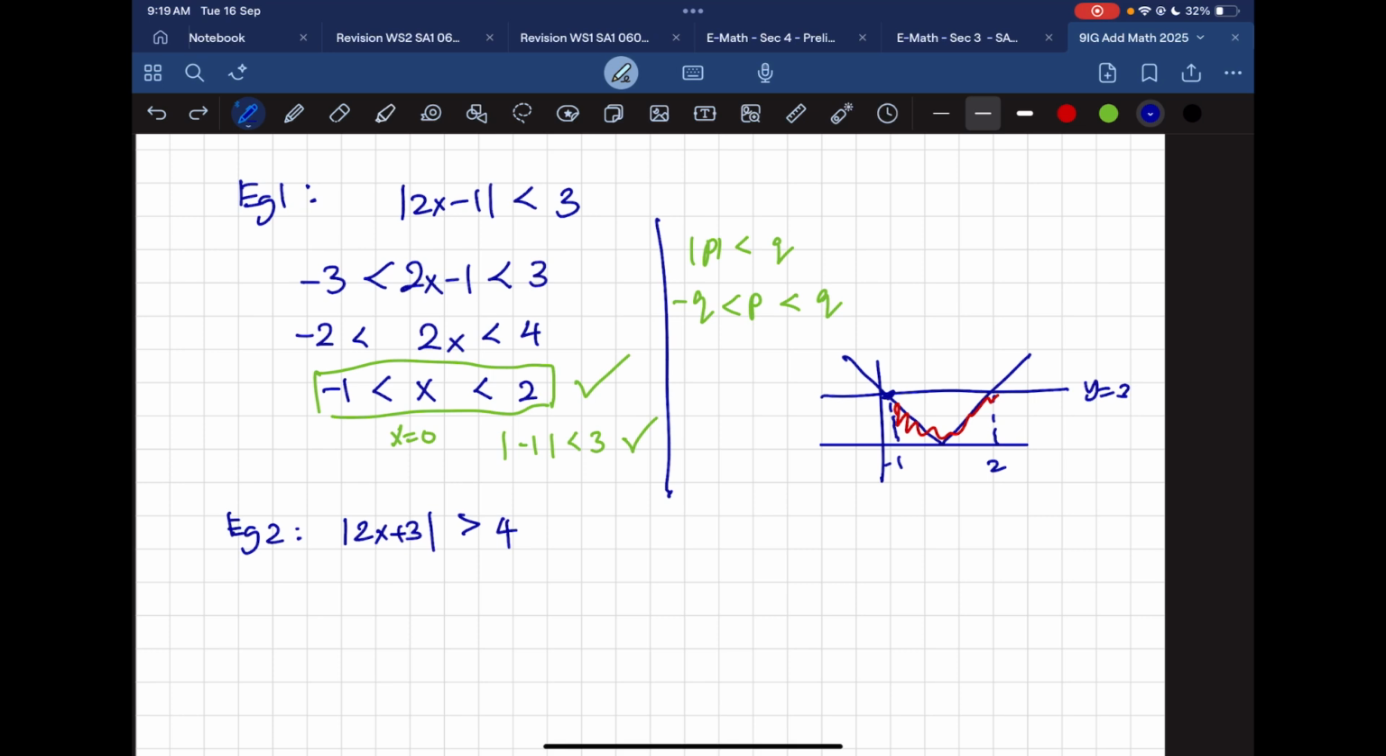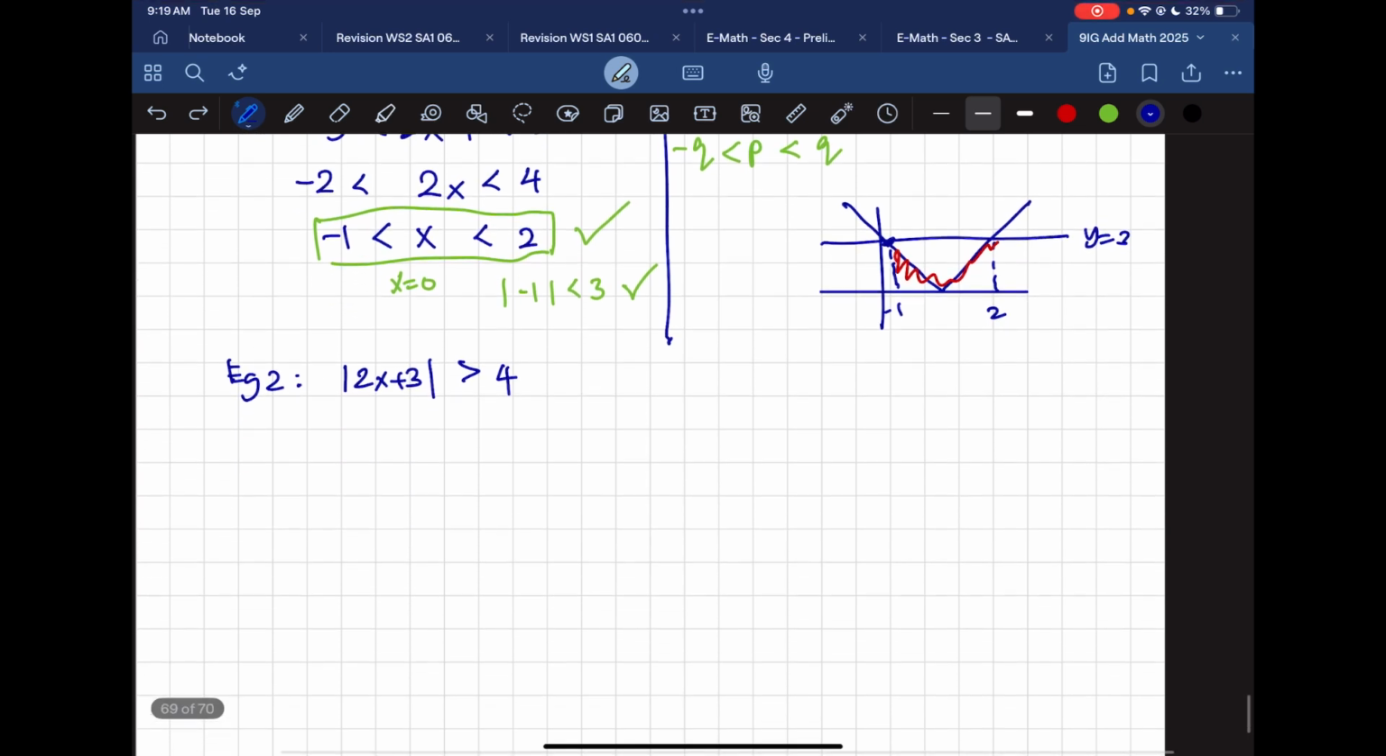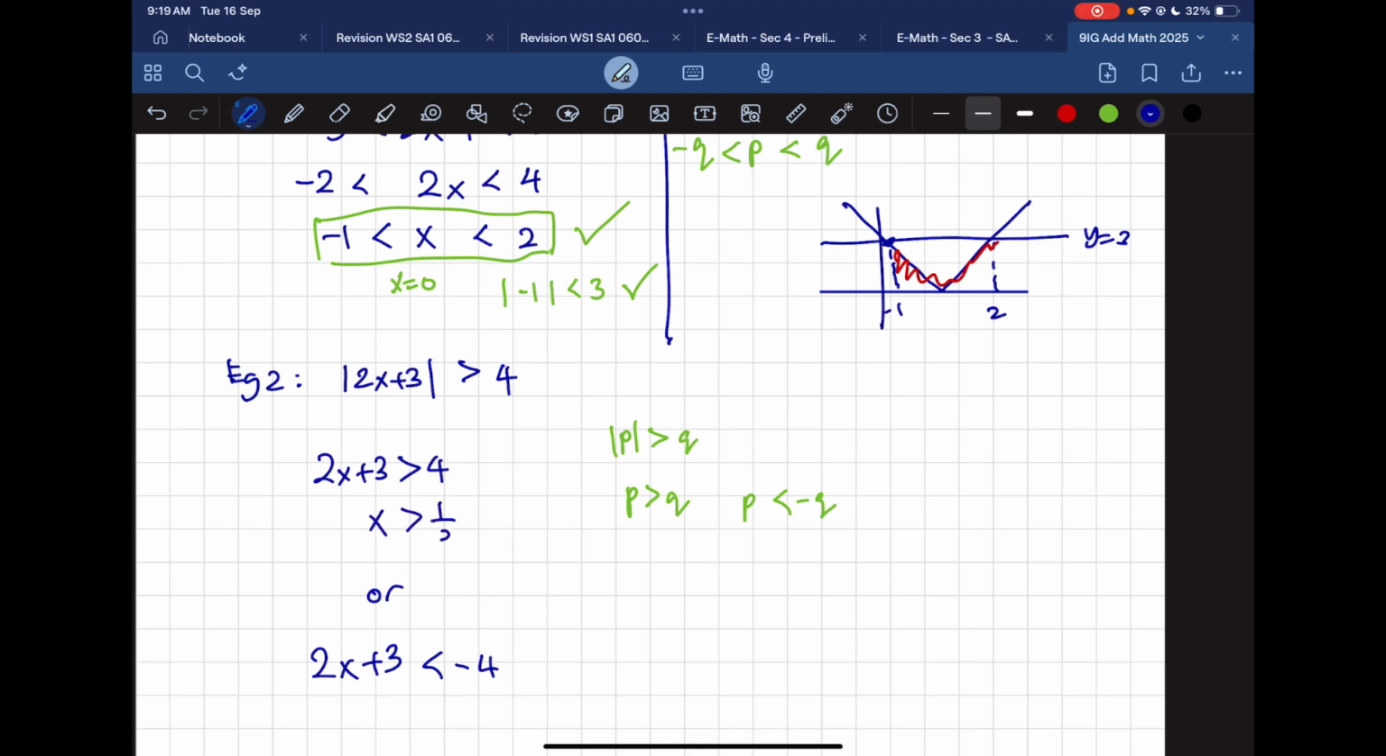All right, so let's try example 2. Mod 2x plus 3 is more than 4. So this is the scenario where mod P is more than Q. So we know that P must be more than Q and P must be less than negative Q. So we're going to apply this for this particular question. We say 2x plus 3 must be more than 4, or 2x plus 3 must be less than minus 4. So we're going to clean this up. So x will be more than half, or x will be less than minus 3.5.